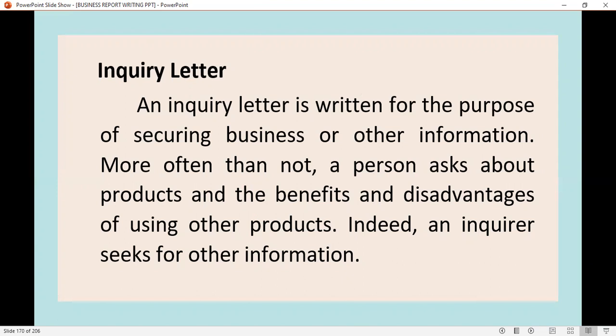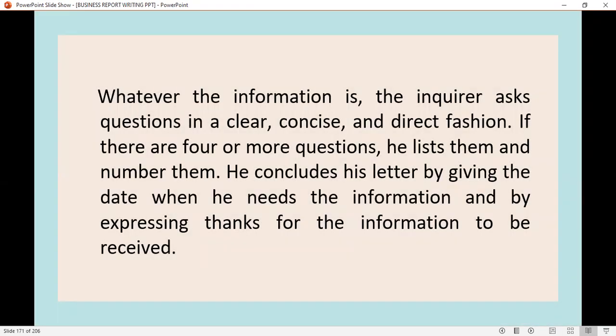Another is, whatever the information is, the inquirer asks questions in a clear, concise, and direct fashion. If there are 4 or more questions, he lists them and numbers them. So, kung lampas ng 4 yung questions ng nagtatanong, ng nag-i-inquire, then kailangan mong ilista, i-bullet yung questions. He concludes his letter by giving the date when he needs the information and by expressing thanks for the information to be received.